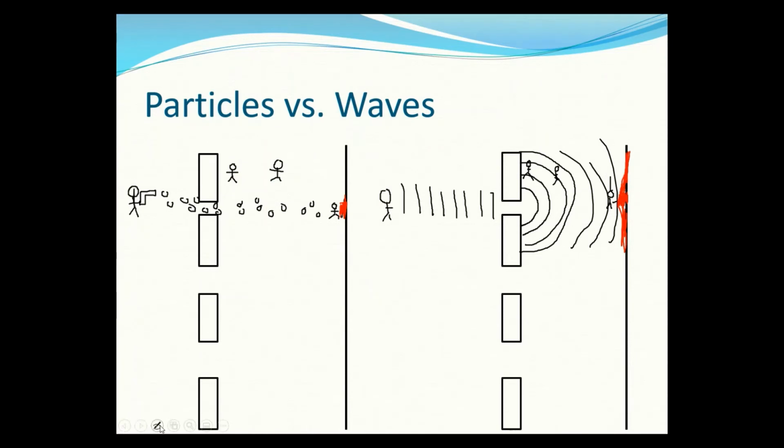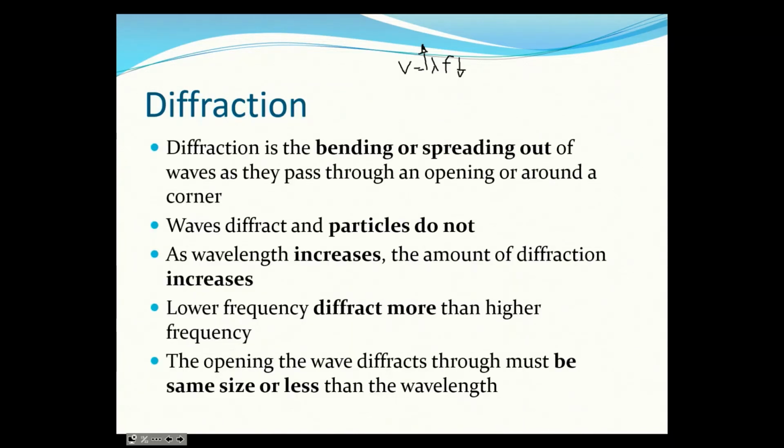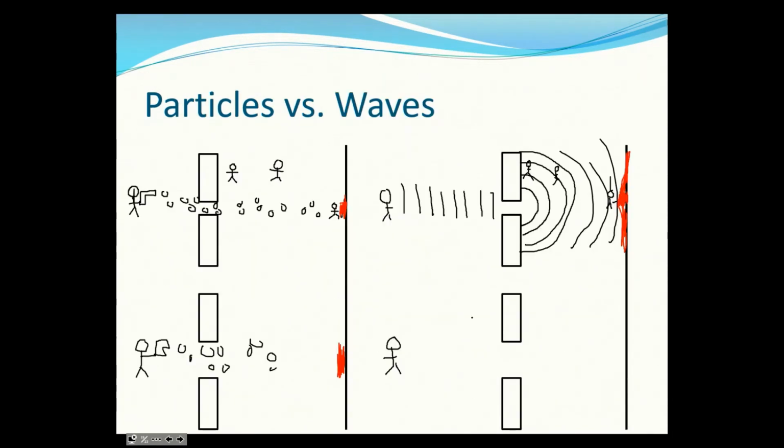And as we increase the size of our opening, what we'll find, well, if I'm shooting particles through there, so now I have a bigger doorway and I shoot my paintball gun through there, the paintballs will go through, and we'll see this pattern on the wall. Lots of paintballs here, but still none around the corner, because that's what we'll see with particles. So because we have a bigger opening with a wave, remember that the opening the wave diffracts through must be the same size or less. Small openings make diffraction work better.